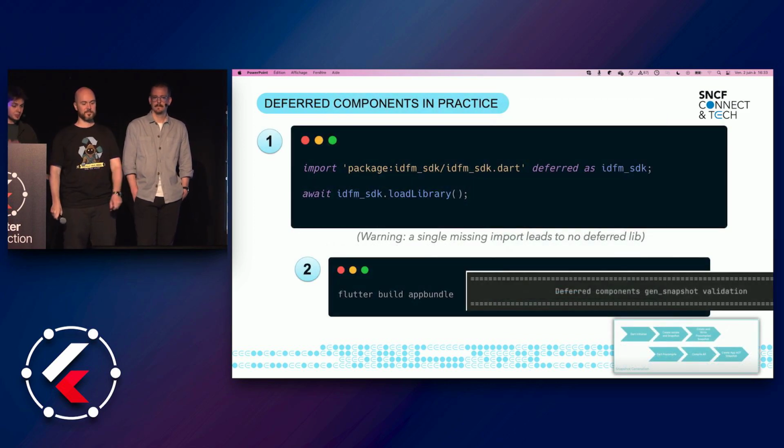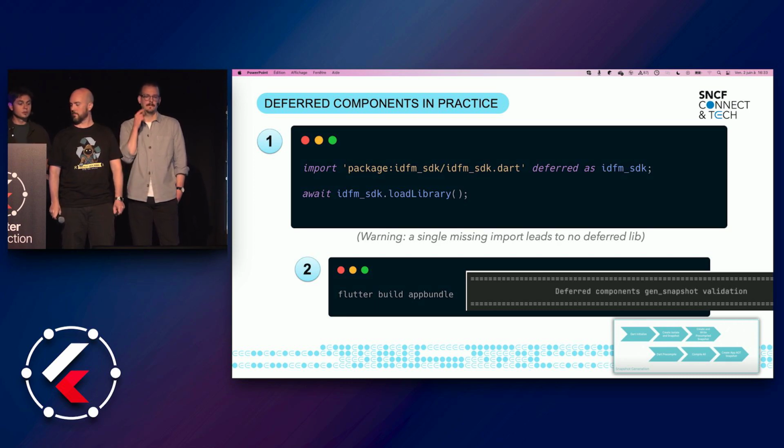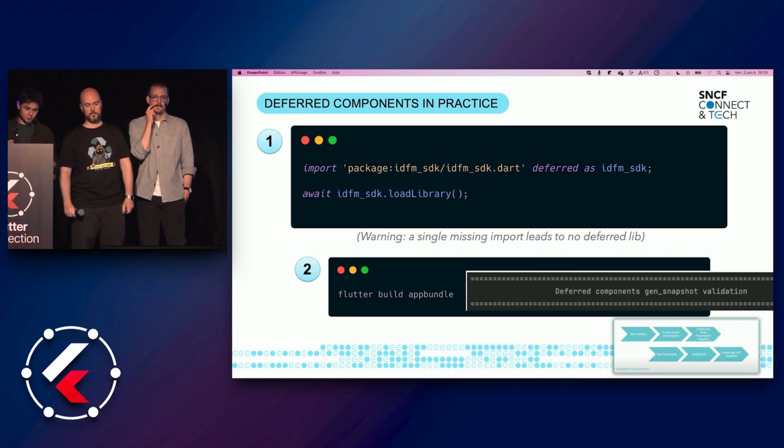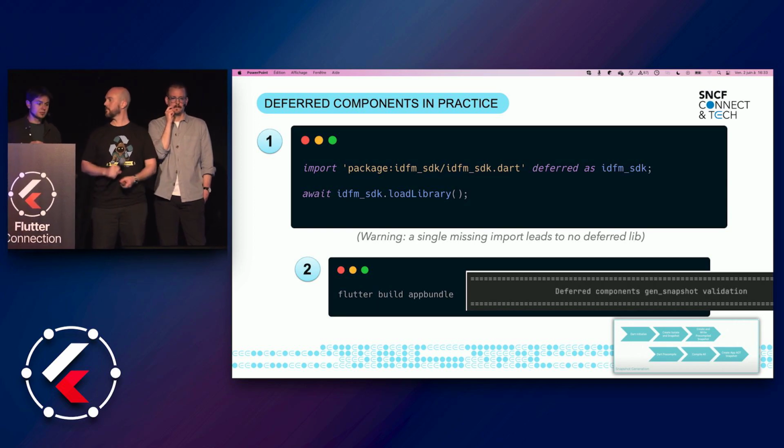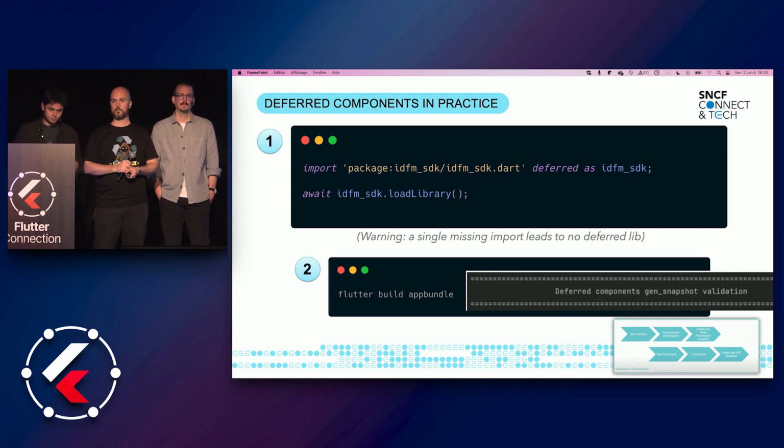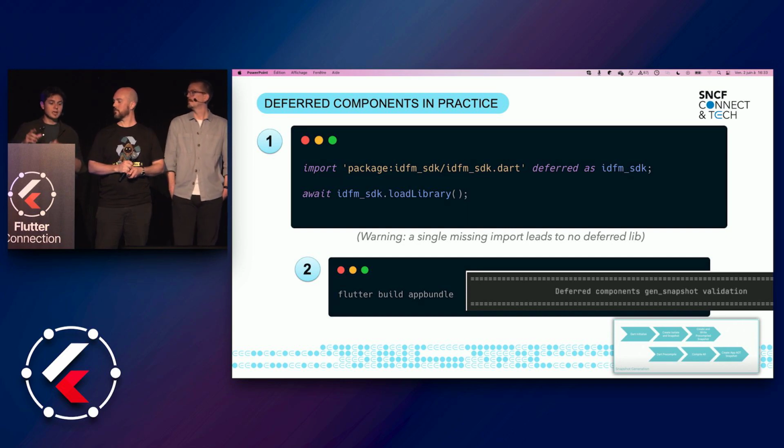So first step is to declare your dependency as a deferred dependency, and then you've got to call the load library function. So it's a classic Flutter feature, so you just have to handle loading, any loading of your choice for the user. And then when you run the Flutter build app bundle, you will see some new step, a step which is called gen snapshot validation. It's one of the latest steps in the Flutter build.